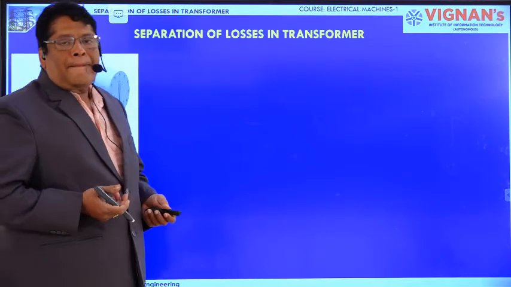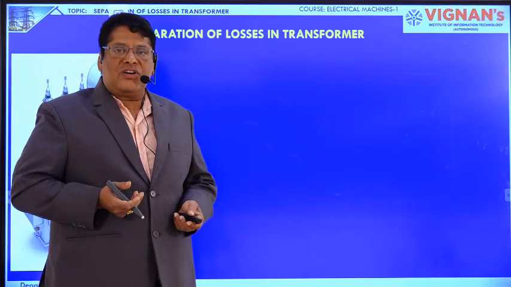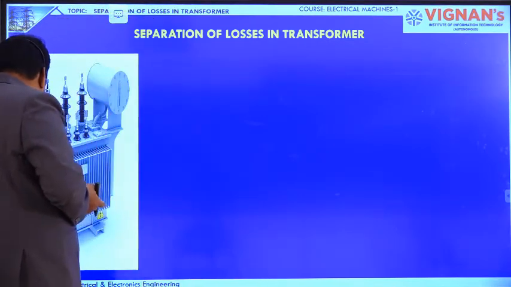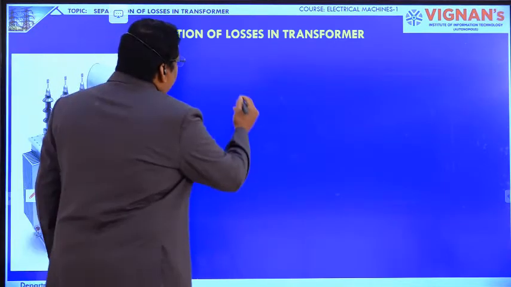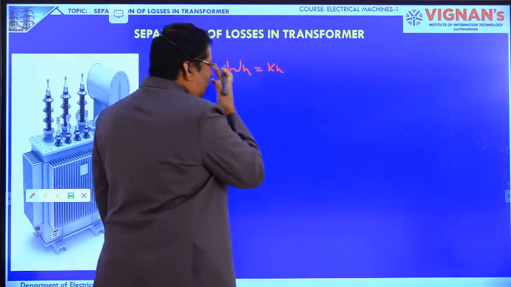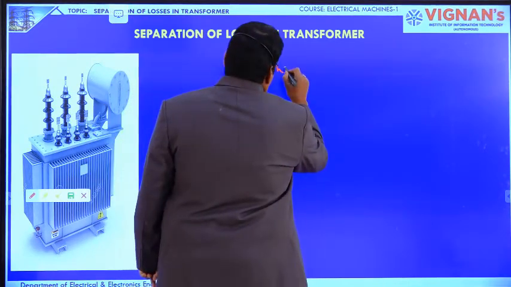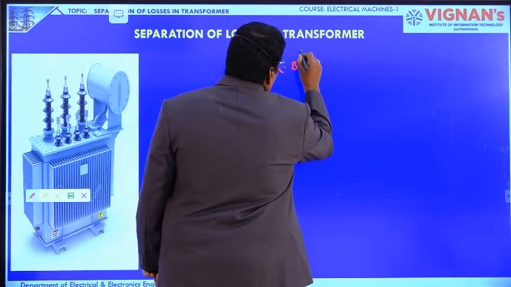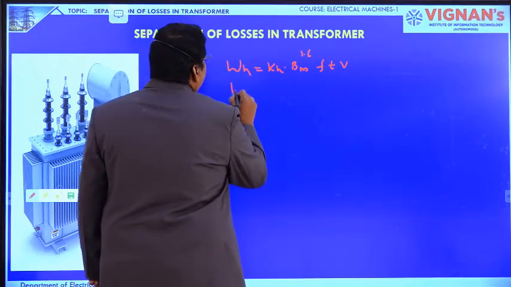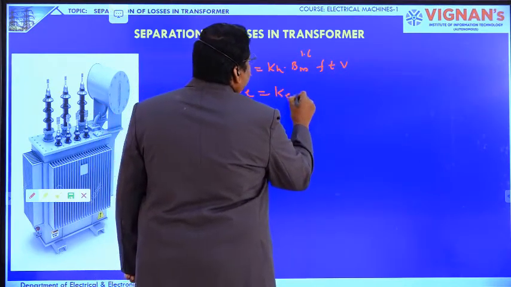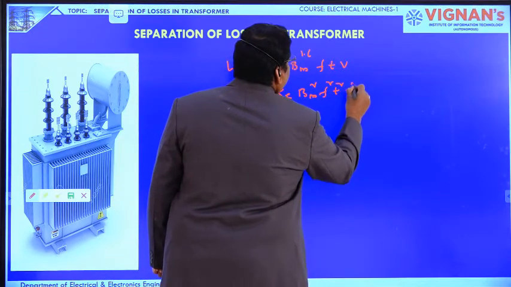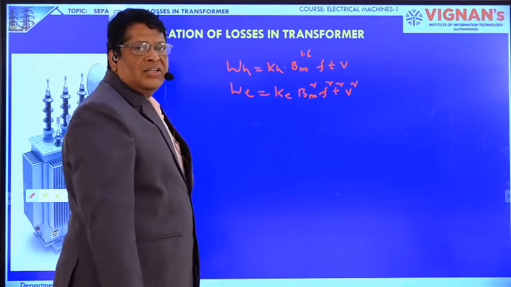Already we know the expressions for the hysteresis loss and eddy current loss. Hysteresis loss equals KH into B maximum to the power 1.6 into F T V. In the same manner, the eddy current loss equals KE into B maximum square, F square, T square, V square.